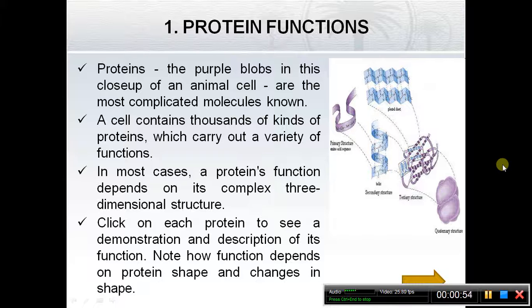1. Protein functions. Proteins, the purple blobs in the close-up of an animal cell, are the most complicated molecules known. A cell contains thousands of kinds of proteins, which carry out a variety of functions. In most cases, a protein's function depends on its complex three-dimensional structure. Click on each protein to see a demonstration and description of its function. Note how function depends on protein shape and changes in shape.